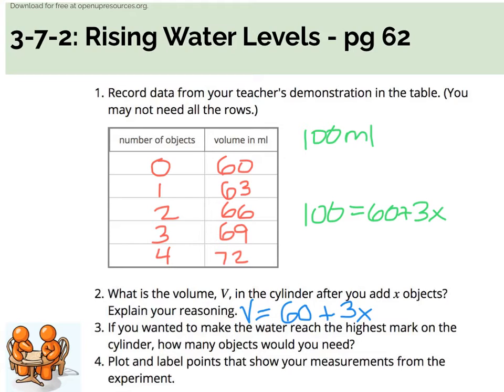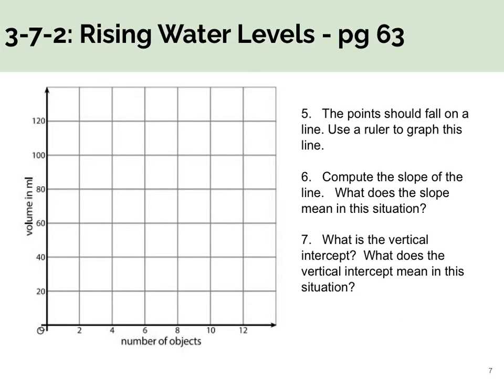If I put 13 into this equation, so if I do 60 plus 3 times 13, this will end up being 99 milliliters. If I do 14, then it's going to go over the cylinder and overflow our water. So go ahead and take those points and plot them on the graph, and then make a line with them. They should actually make a line, so go ahead and pause it this time and make your graph.